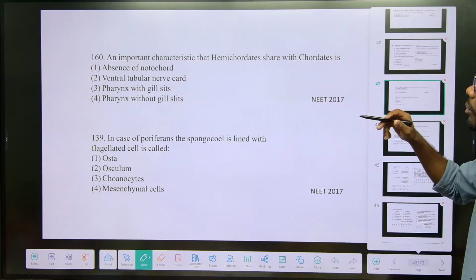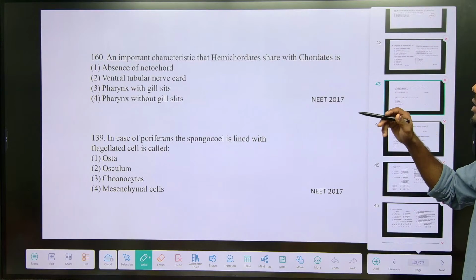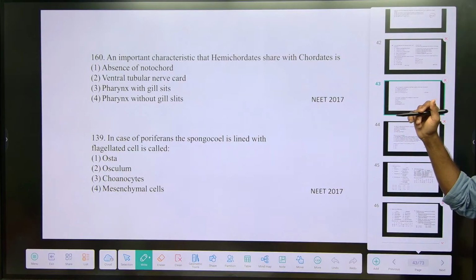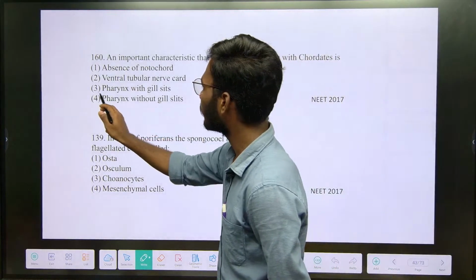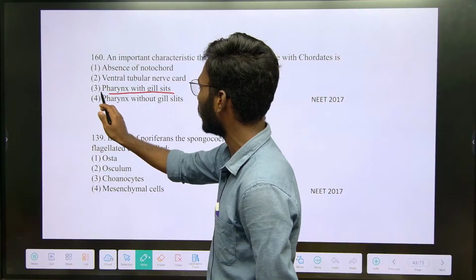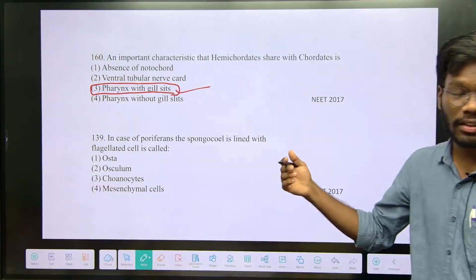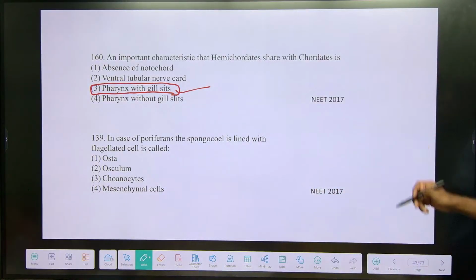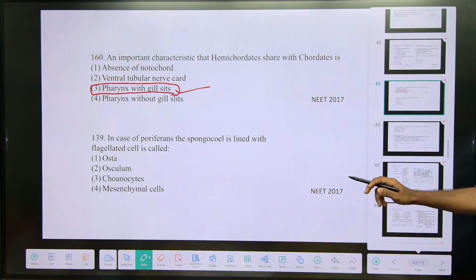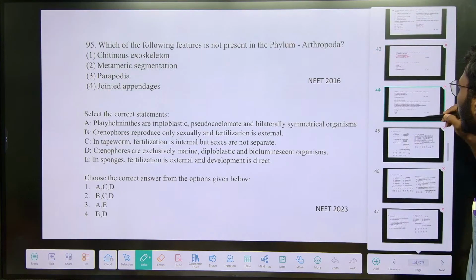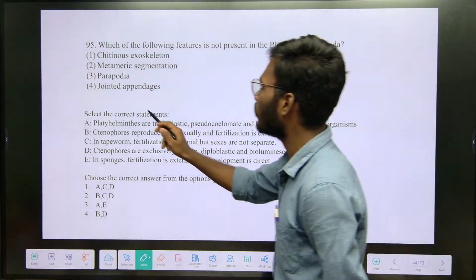An important characteristic that Hemichordata share with chordates is the pharynx with gill slits, not without gill slits. This is the only character which they share with chordates. This we already did, right? Actually, yesterday we did it wrong.